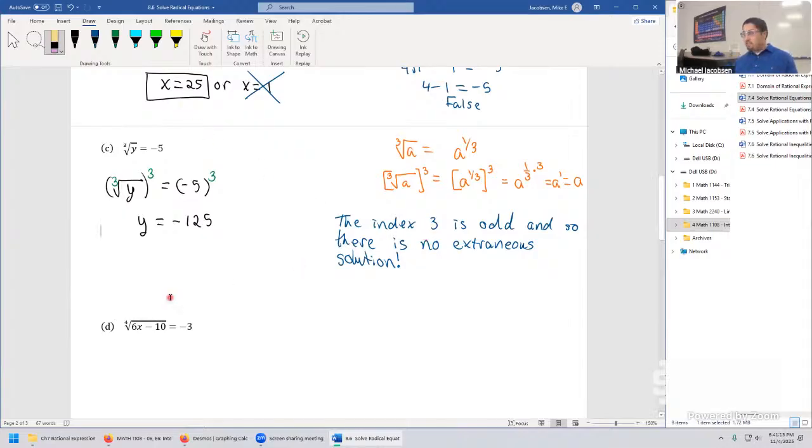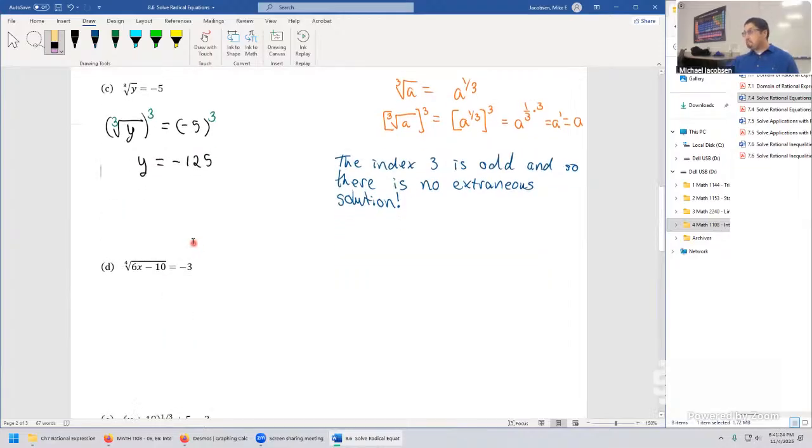Well, we'll try out another one on part D. But part D is the dangerous one because the index is 4. It's an even index. Any questions so far at the moment?